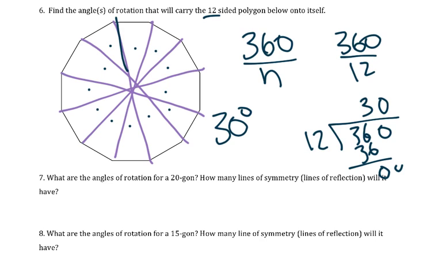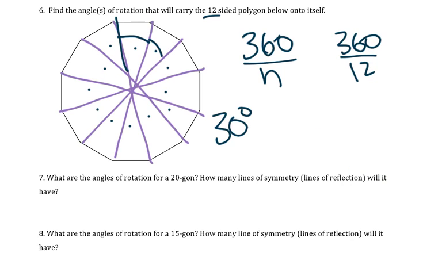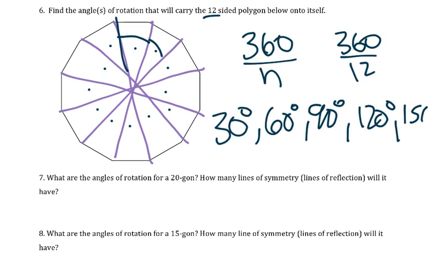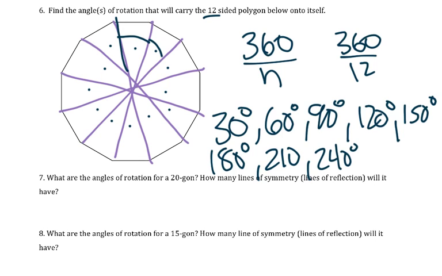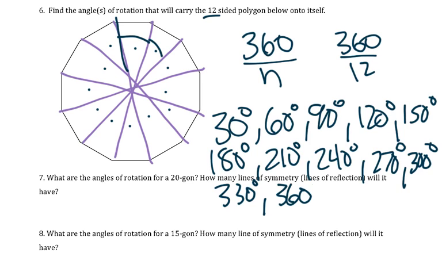Okay, now, that's just one. If we kept going, that would be every 30 degrees. So we could get the multiples of that to make it work. So 30, 60, 90, 120, 150, 180, 210, 240, 270, 300, 330, and 360.